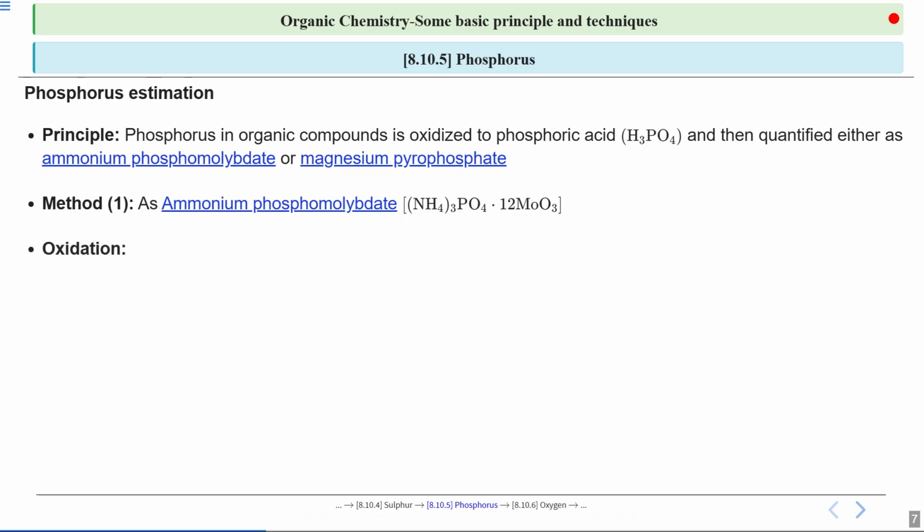The next one is what? The next one is the magnesium pyrophosphate. So we'll look upon it later. So moving on to method number 1.